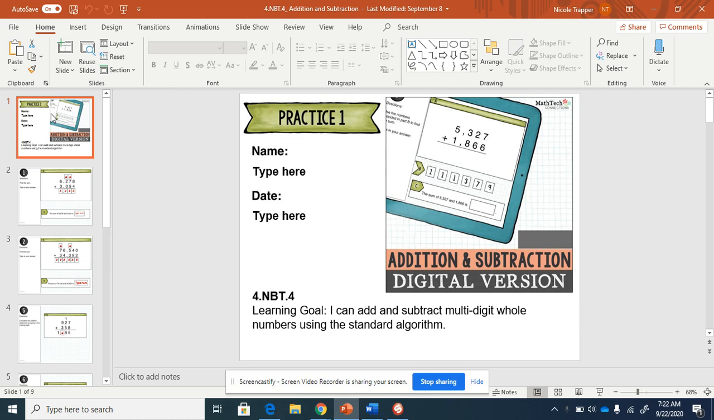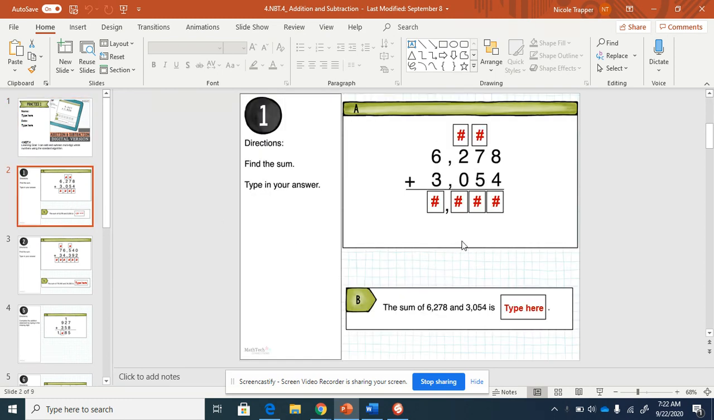Today we will continue our learning about NBT.4, which is adding and subtracting using the standard algorithm fluently. Today our focus is on finding missing digits in adding and subtraction problems and subtracting across zeros. First, let's do a couple of review problems with just the basic standard algorithm.